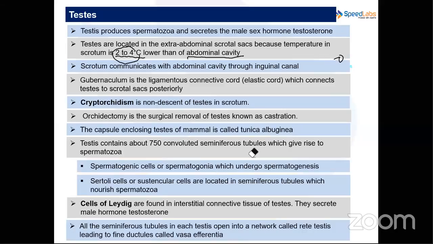How do they descend? Okay. So what happens is there is a passage called the inguinal canal, and through that passage, the testis descend into the scrotal sac. And gubernaculum is a ligamentous connective cord that connects the testis to the scrotal sacs.